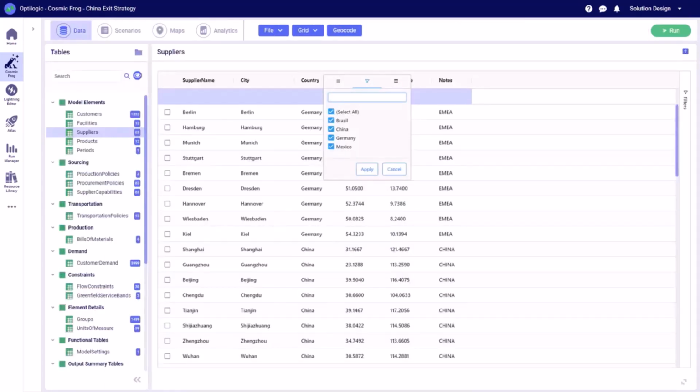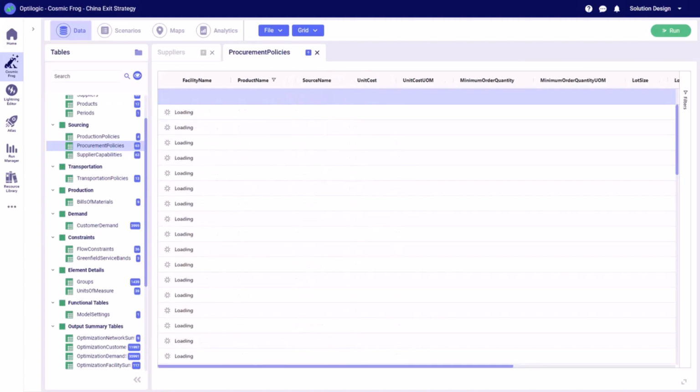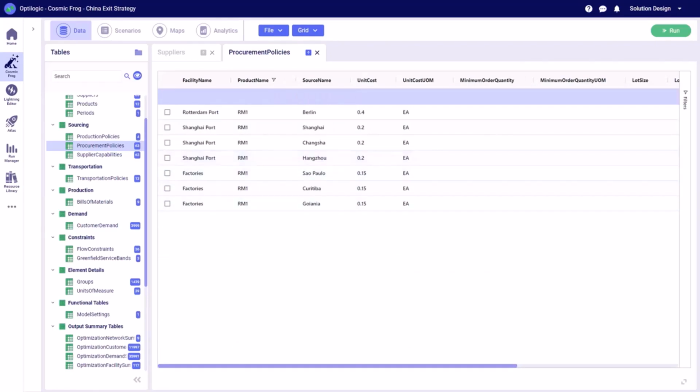Next, we look at the data that powers this model. We have our list of 63 global suppliers in Brazil, China, Germany, and Mexico. And we look at the procurement policies, which suppliers can supply which products to which facilities. To make it easier, we'll filter in on raw material 1, where we can see the cost comparison. The supplier in Europe is going to be most expensive, followed by China and LATAM. This will be important in powering the decisions surrounding the trade-offs of cost, service, and risk.